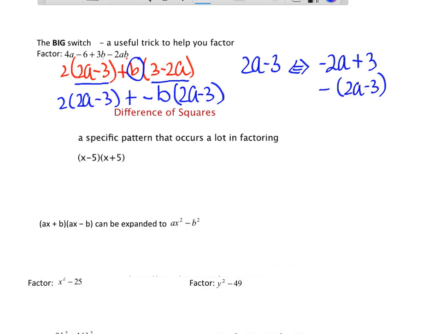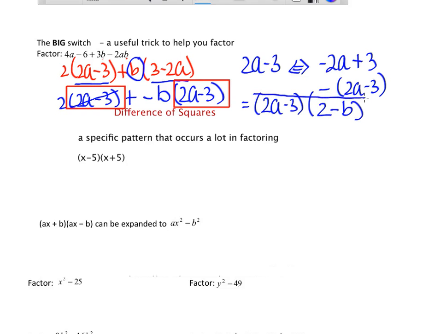And then now you can see, hopefully, that actually you have 2a minus 3 in common. It's common to both of those. Okay, so since it's in common to both of them, you can take it out. You can write 2a minus 3, that's the common factor, and let's see what you're left with. So that's gone. You're left with 2, and then plus a negative b, that's sort of ugly, so let's write that as 2 minus b. So my final answer is going to be 2a minus 3 times 2 minus b.